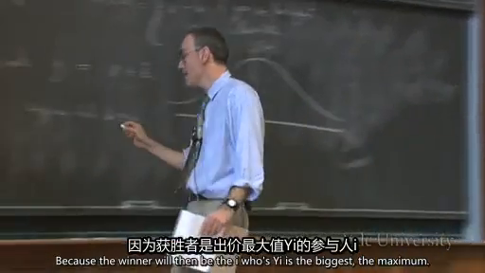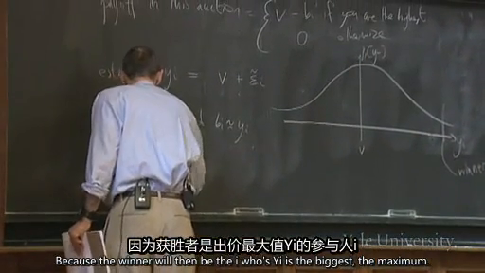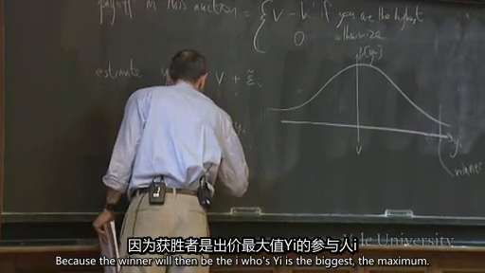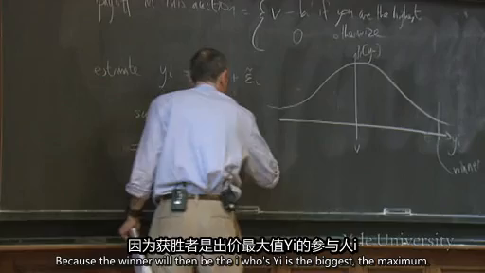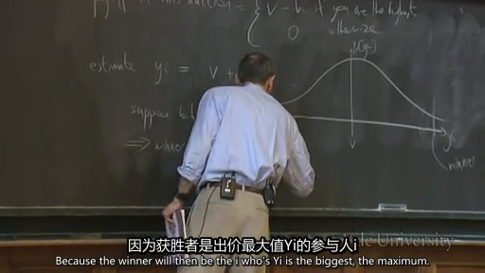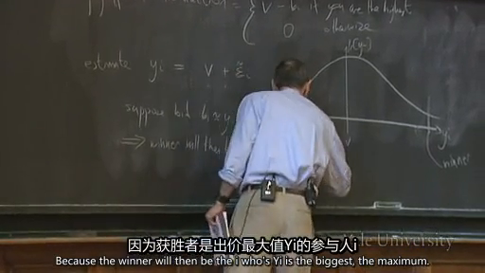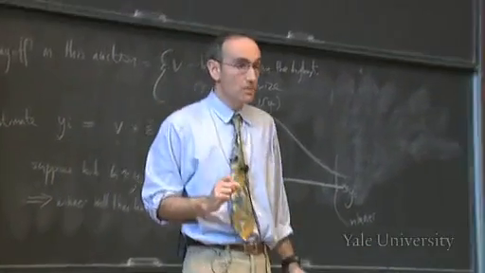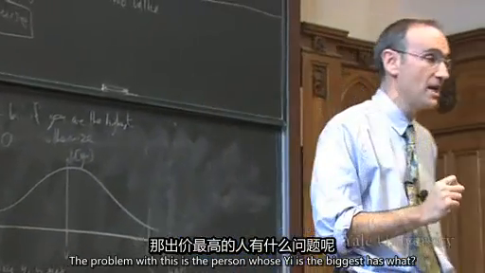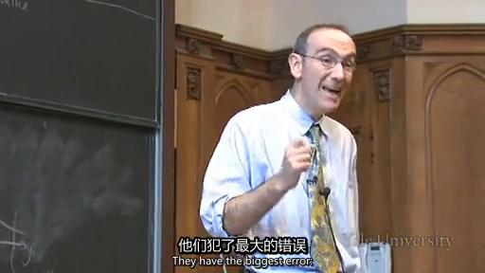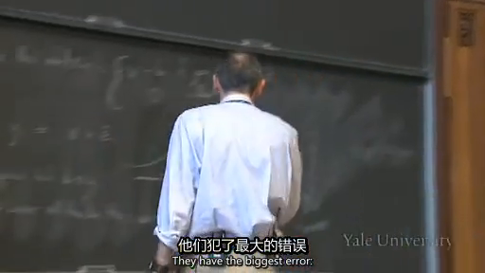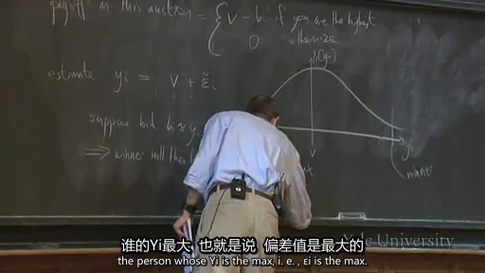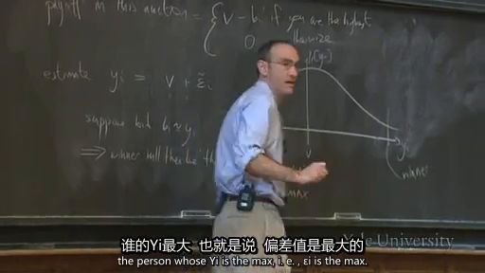Why? Because the winner will then be the i whose yi is the biggest, is the maximum. And the problem with this is the person whose yi is the biggest has what? They have the biggest error. The person whose yi is the max, i.e. epsilon i, is the max. And that's exactly what happened.